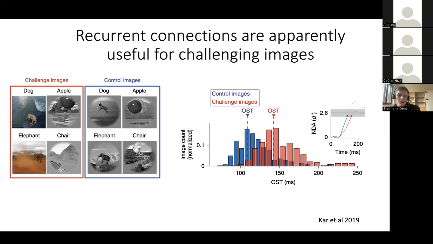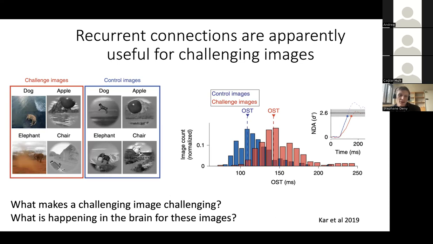The problem with this result is that it is not completely clear what makes challenging images challenging. We just know that they fool a deep net, but we don't have any more quantification of what is meant by challenging here. And the counterpart question is, we don't know either what is happening in the brain to process these challenging images. So recurrent connections might indeed be involved, but we don't know how or why.